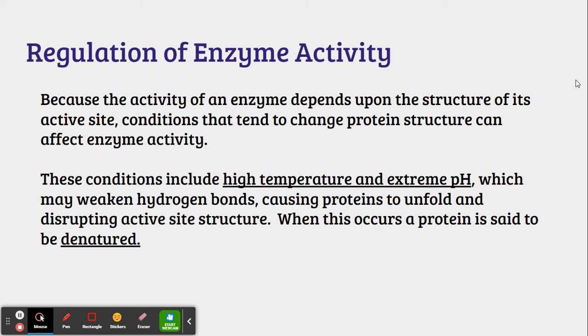Now, what conditions regulate enzyme activity? Well, because the activity of an enzyme depends on its structure, some conditions can actually change its protein structure and affect its activity. Those two conditions are high, hot temperatures and extreme pH. What happens is this weakens the weak interactions, or hydrogen bonds, that hold our substrate and enzyme together, causing the proteins to unfold, disrupting their active sites, and so our protein is then said to be denatured. Its shape has now changed.